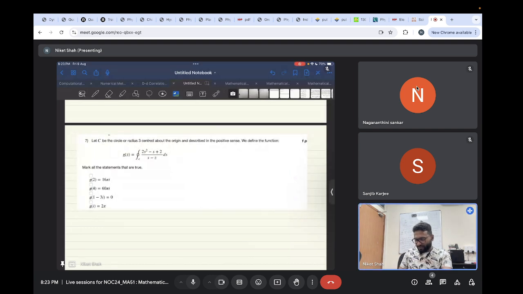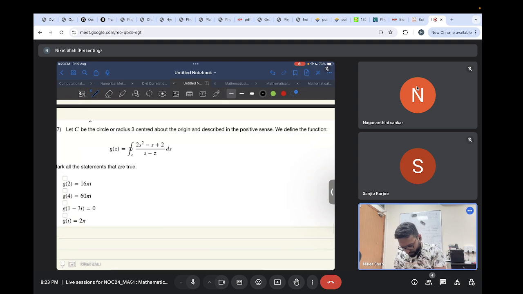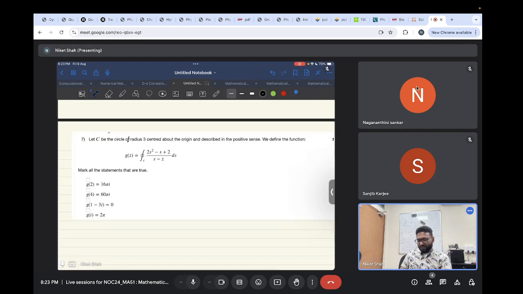Okay, so the question is, let C be the circle of radius 3. There is a typo here, let's make this "of". Let C be the circle of radius 3 centered about the origin and described in the positive sense. We define the function g of z equals the cyclic contour integral of 2s square minus s plus 2 divided by s minus z ds. The question is, mark all the statements that are true. This is an integral over some other variable s.